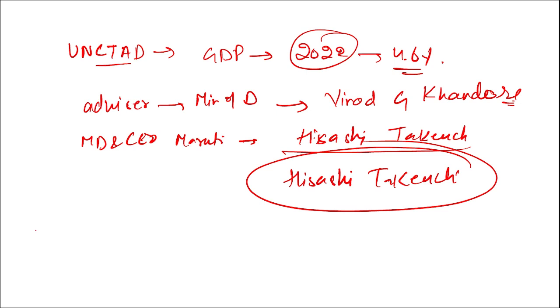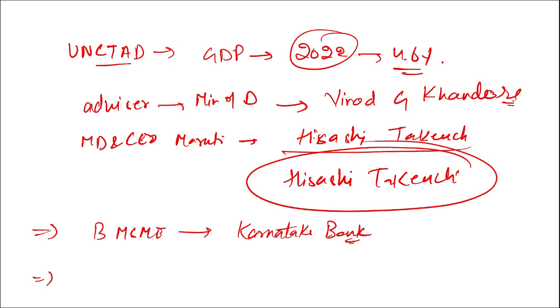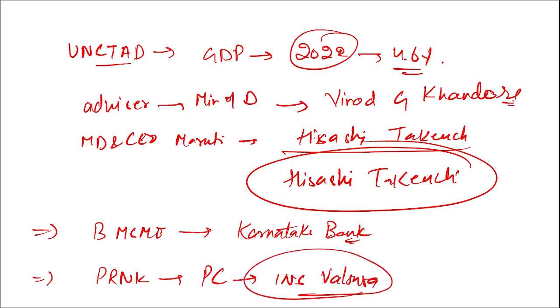Apart from this, if I ask you about some awards, which bank has been awarded the best MSME Bank of the Year award? It is your Karnataka Bank. Karnataka Bank has been named the best MSME Bank of the Year. Then tell me, recently President Ramnath Kovind has awarded the President's Colour Award to INS Valsura. Alright, to INS Valsura, the President's Colour Award was presented by Ramnath Kovind.